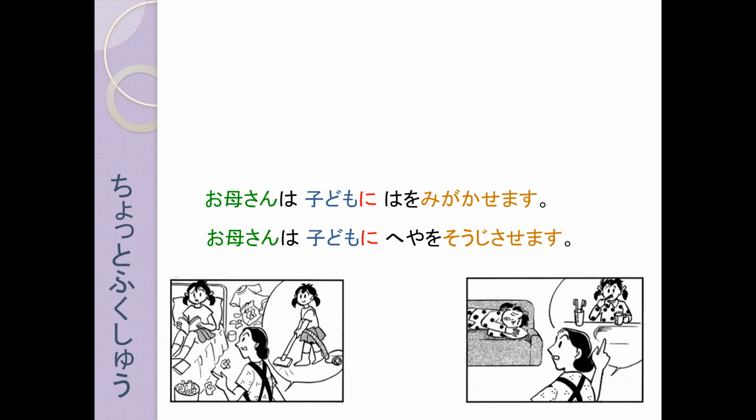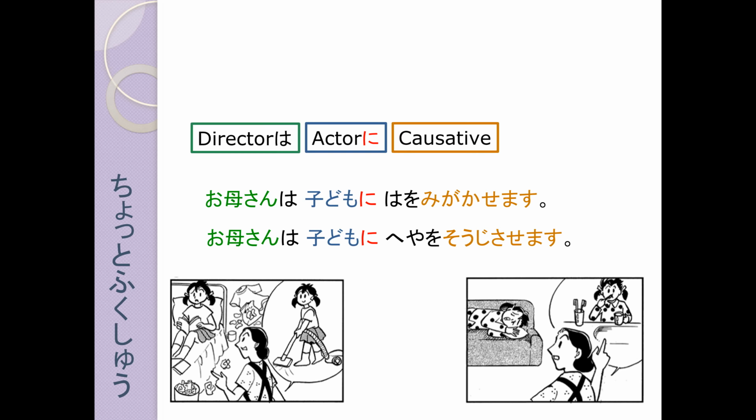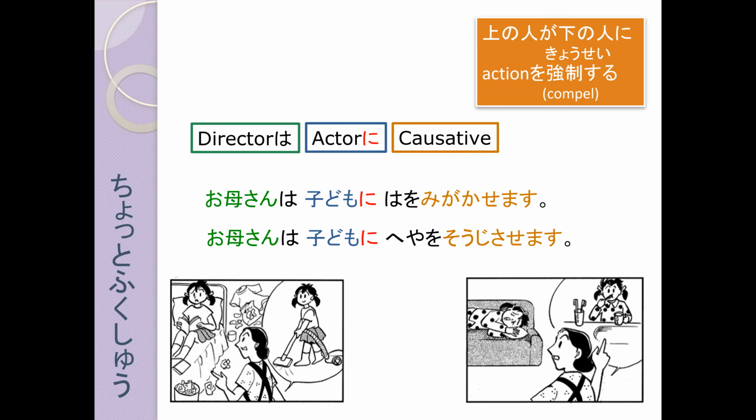We also have お母さんは子供に歯を磨かせます. Or お母さんは子供に部屋を掃除させます. So the mother made the child brush their teeth. The mother made the child clean their room. So director は actor に causative をさせます. So you make someone do something, ですね.